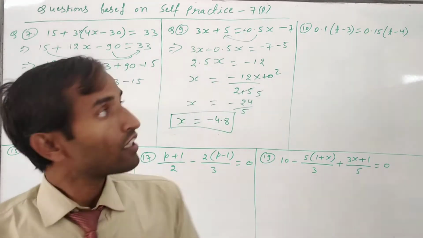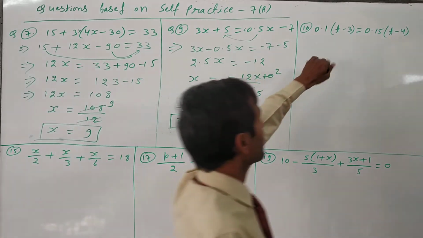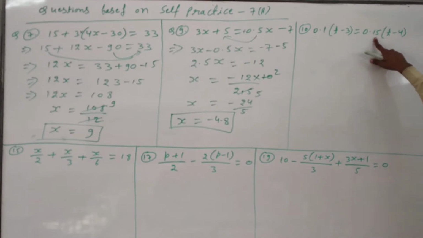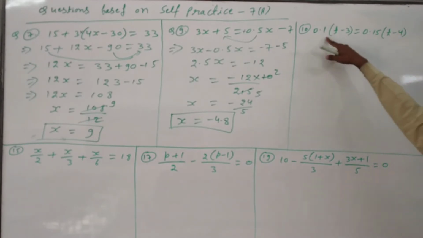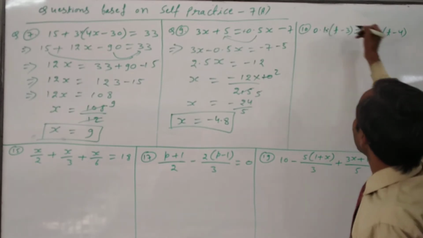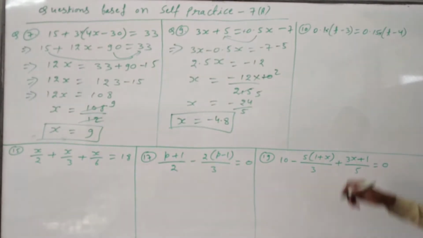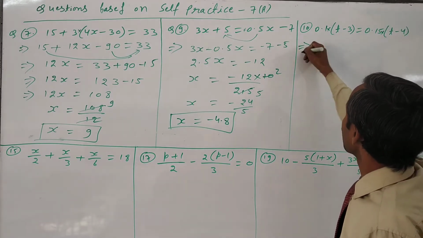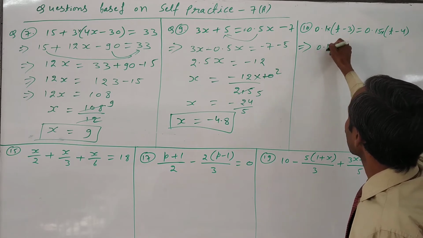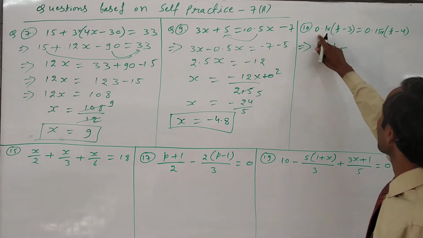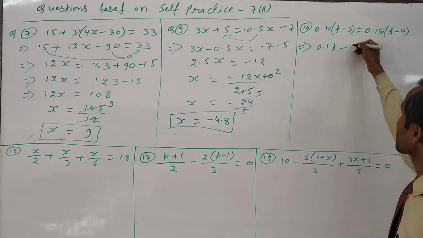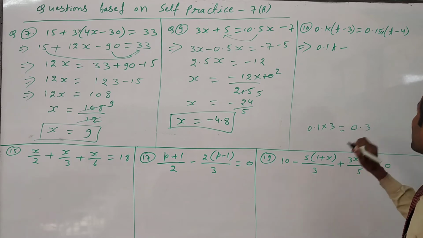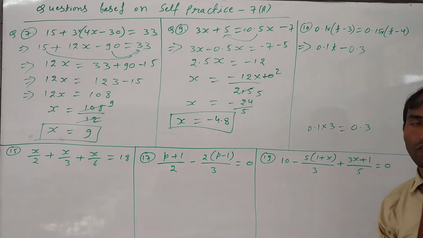In this also a decimal value is given. So 0.1 into (t minus 3), and here 0.15 into (t minus 4). Here the multiply sign is there. So again, first of all, what will we do here? First of all, we will multiply these both. First remove this small bracket. So remove it: 0.1 into t, it will come 0.1 t minus 0.1 into 3. So we multiply 0.1 into 3. How much will come? It will come 0.3. So just write down here 0.3.